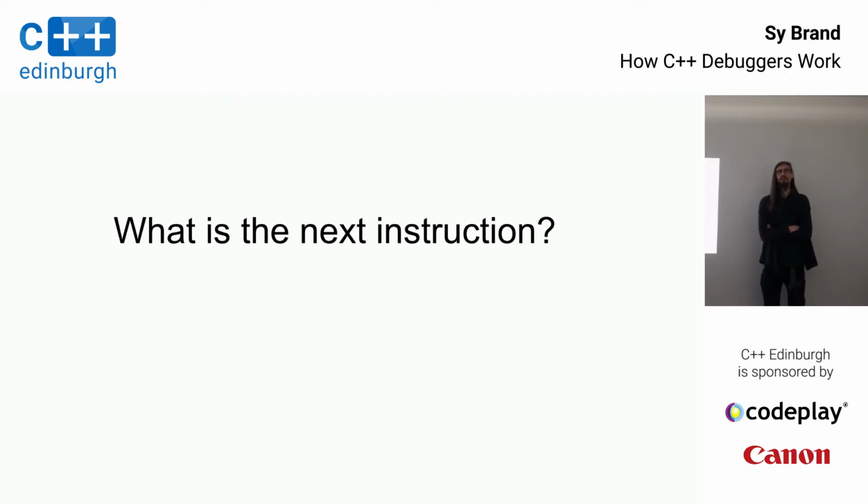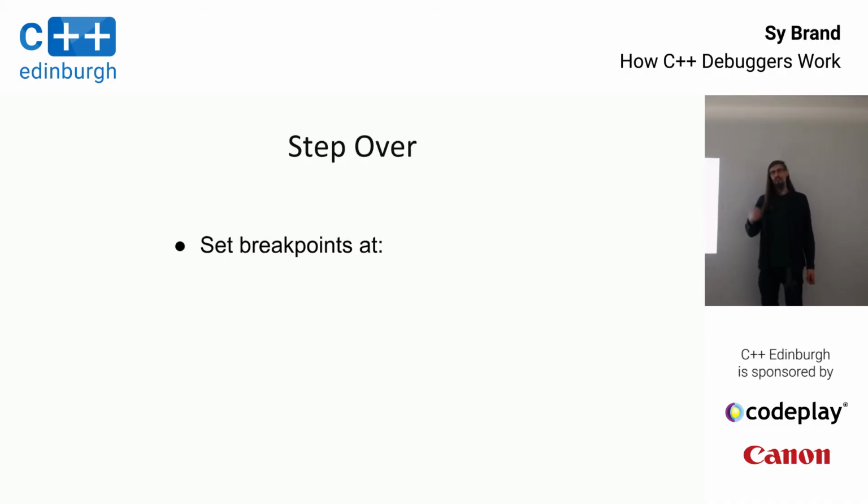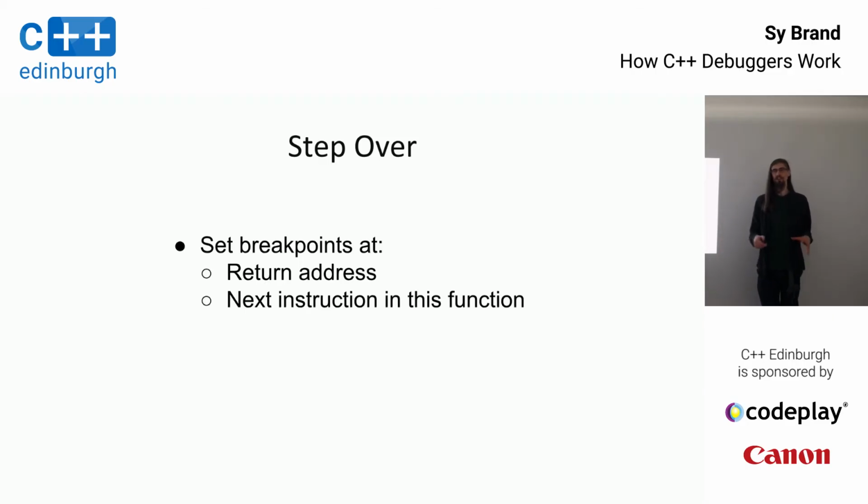Yeah, I don't know how it interacts with out-of-order execution. I suspect it's very conservative, as if it sees that a bunch of weird things could happen, it would just set a breakpoint everywhere, and then you're going to hit it, right? Probably. Yeah, so essentially you have to inspect code to work out branch targets. And then for step over, you do very similar things. You set breakpoints at the return address and next instruction in just this function.